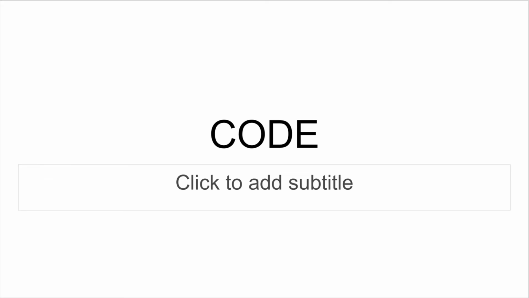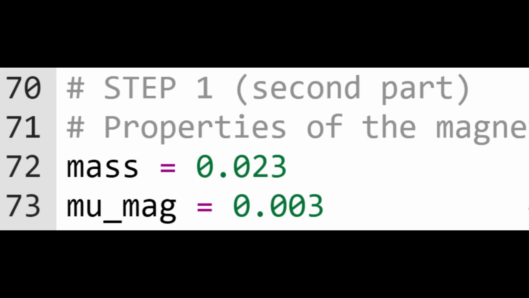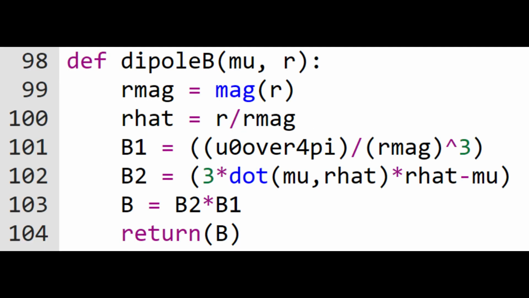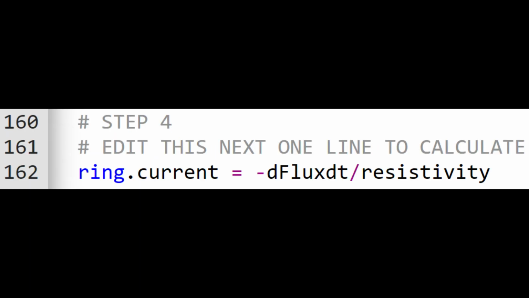For my code, first I input the physical parameters from my experiment. Next, I entered in the appropriate mass and μmag values for the bar magnet. Then I copied my function for dipole B from lab 3. Next, I created a function to calculate d flux over dt. Then I fixed the code that calculates the current of the rings.